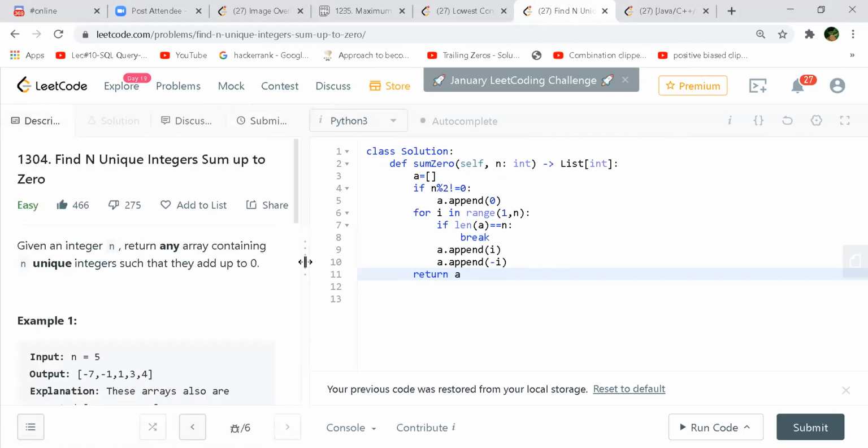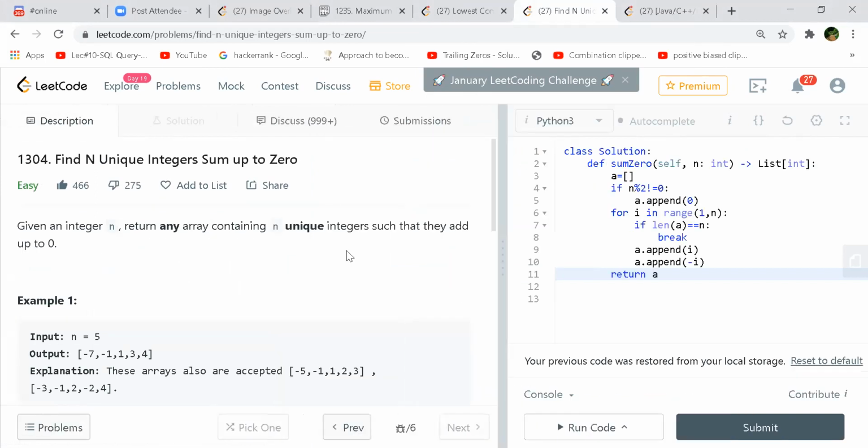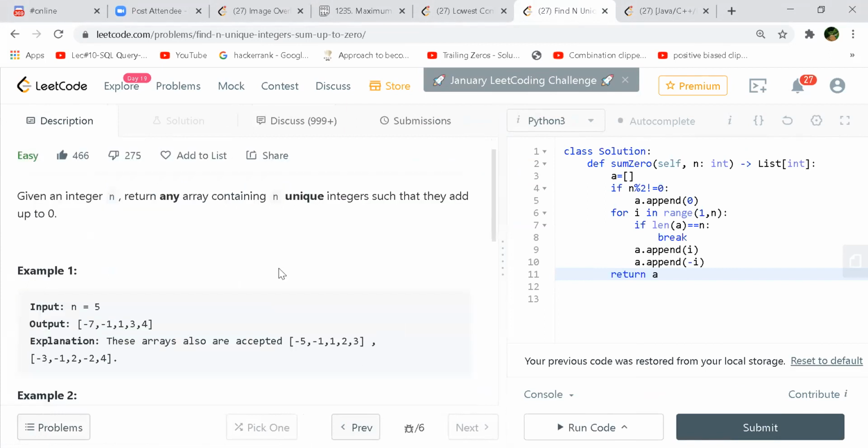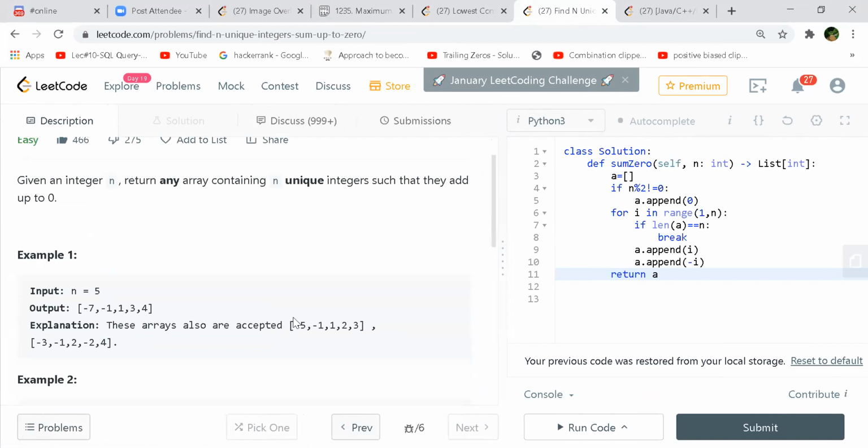Yeah. So next, we have to find n unique integers that sum up to zero. So integer n is given. You have to return any array containing n unique integers such that they add up to zero. Like, these are the five possible numbers which, when you add them, will sum up to zero. And this is also one. This is also one.